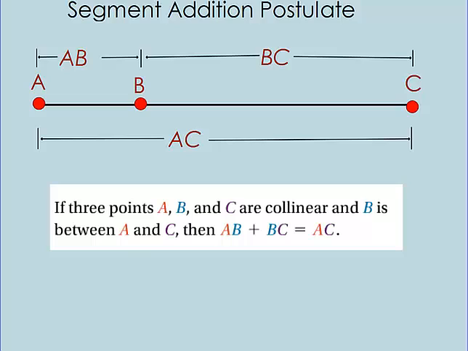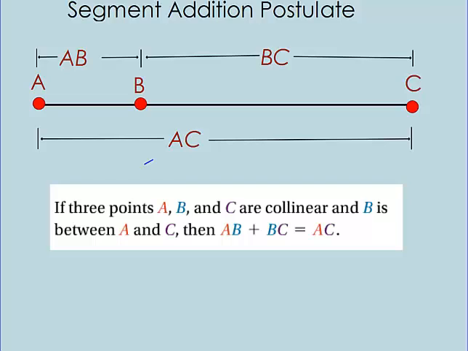Another thing with segments is the addition postulate. So if I have this line right here and there's 3 points on it, A, B, C, I can break this into the length of segment AB, the length of segment BC and the length of segment AC. What this says is if AB and BC are 2 parts of the line and B's in the middle, adding the length of these segments up adds up to the total length of the whole segment. It's just breaking it up into parts. AB plus BC equals AC.